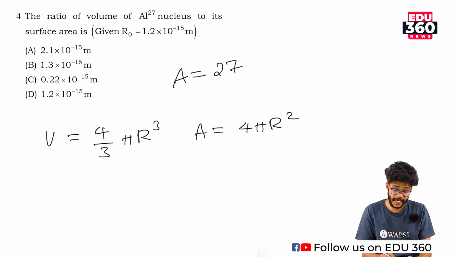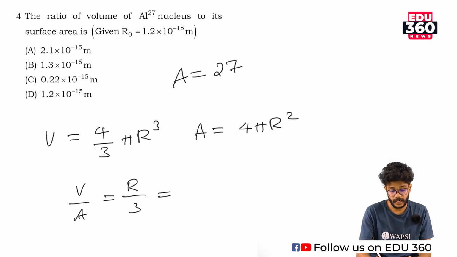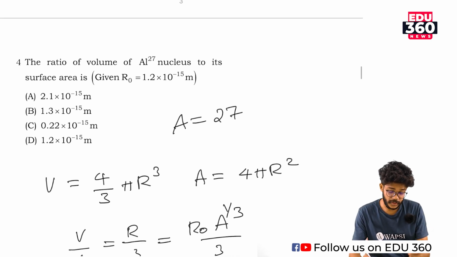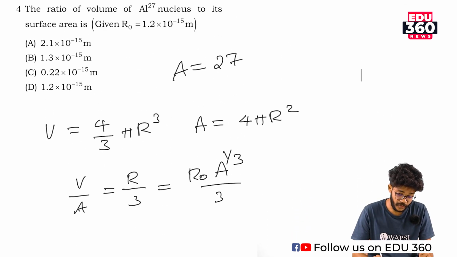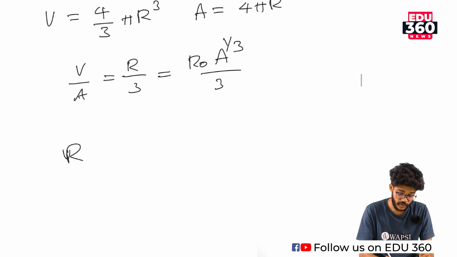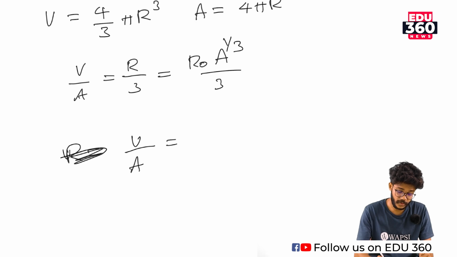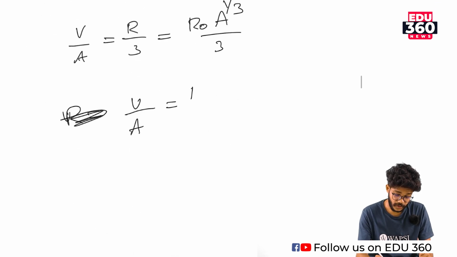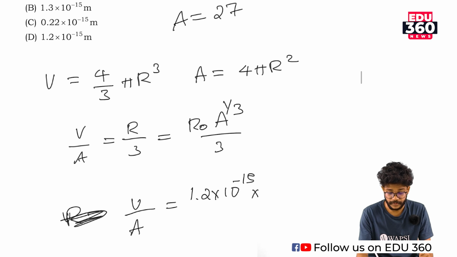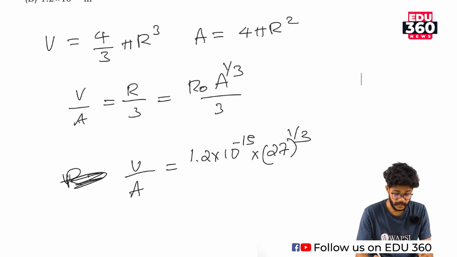So volume by area is equal to 4 by 3 pi r cube divided by 4 pi r square, which gives r by 3. Okay, the ratio volume to area is r by 3. What is r? r is equal to r naught a raised to 1 by 3, divided by 3. And a is 27. So r naught is given as 1.2 into 10 raised to minus 15. So the ratio volume by area is equal to r naught, 1.2 into 10 raised to minus 15, multiplied by 27 raised to 1 by 3, by 3.